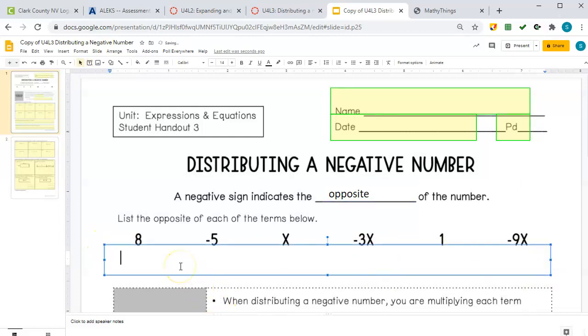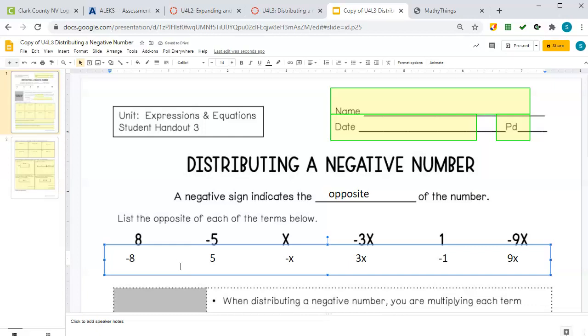What is the opposite of 8? Well, that would be negative 8. What is the opposite of negative 5? Positive 5. What's the opposite of x? Negative x. What's the opposite of negative 3x? Positive 3x. What's the opposite of 1? Negative 1. What's the opposite of negative 9x? Well, that would be 9x.